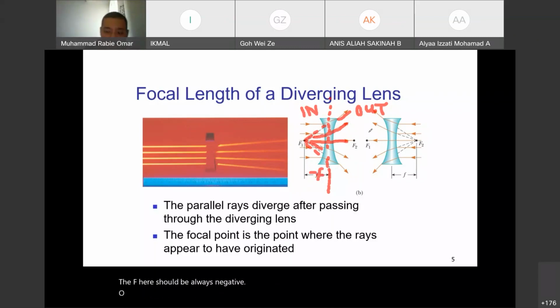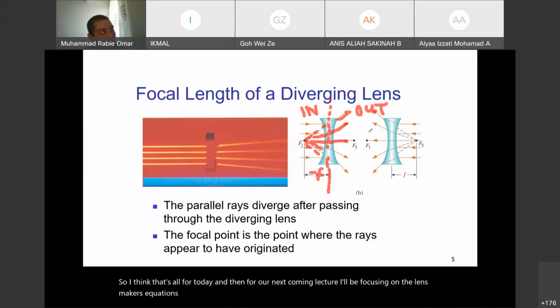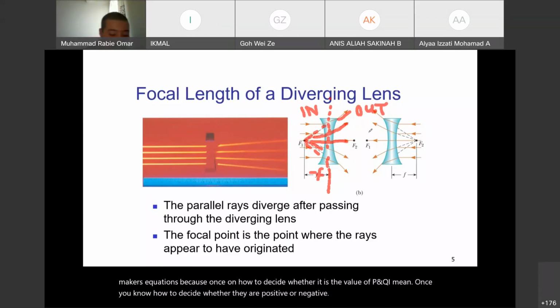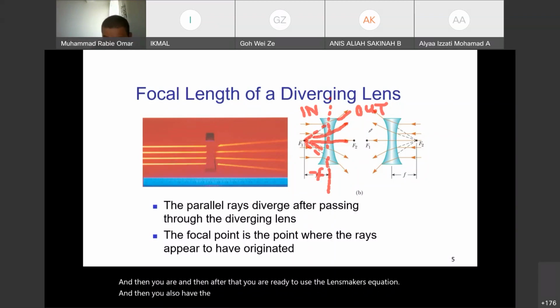Okay. So I think that's all for today. And then for our next coming lecture, I'll be focusing on the lens maker's equation because once you know how to decide whether the value of P and Q are positive or negative, then you are ready to use the lens maker's equation. And then you also have the thin lens equation. I'll introduce you to those equations later.